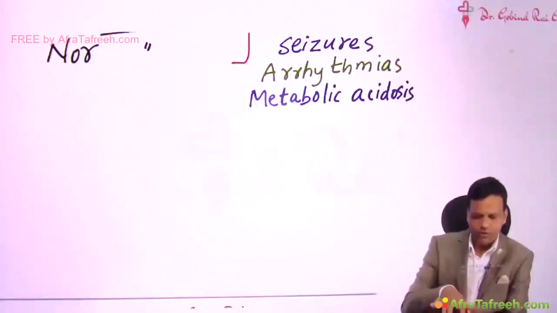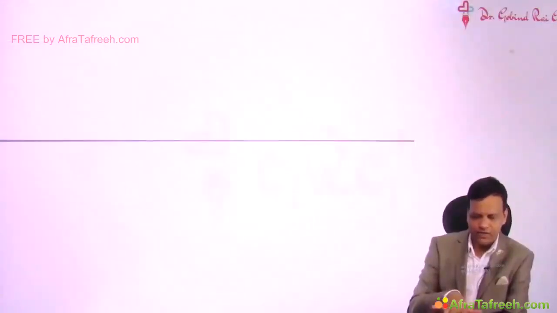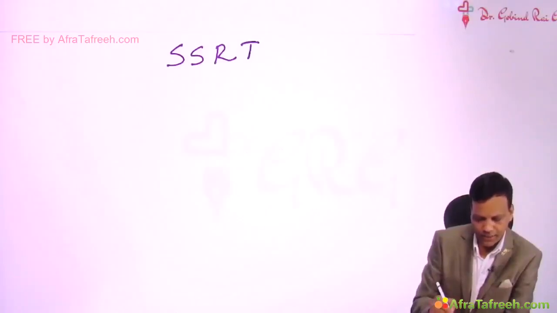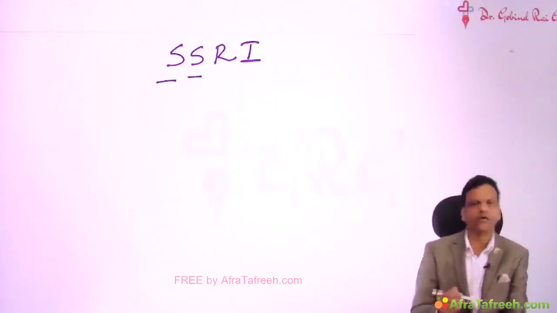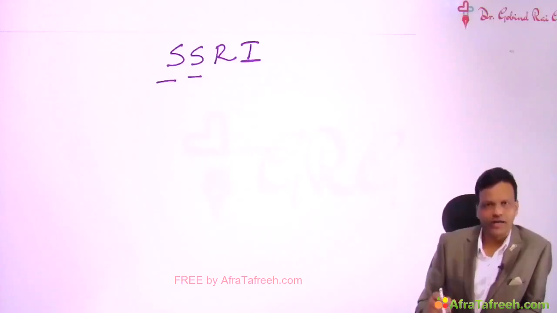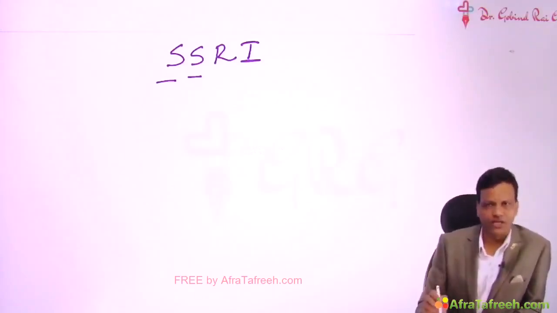So now we will move to selective drugs. Selective drugs, the full name is selective serotonin reuptake inhibitors. As the name tells, they will inhibit the reuptake of only serotonin. They do not inhibit the reuptake of noradrenaline. So that means they are safe in cardiac patients, but we cannot use them in severe depression. They are mainly used for mild to moderate depression.